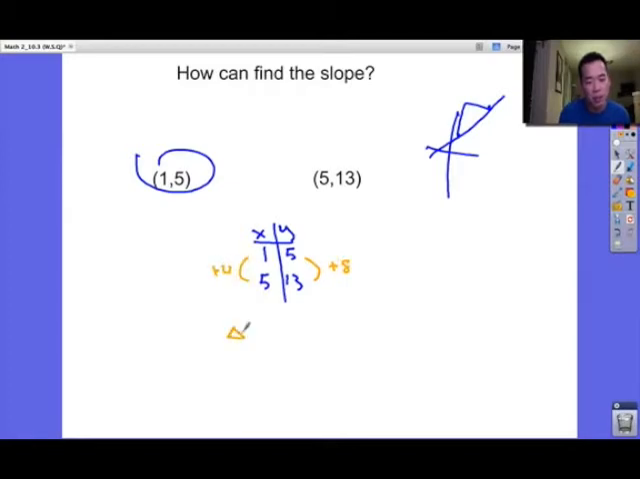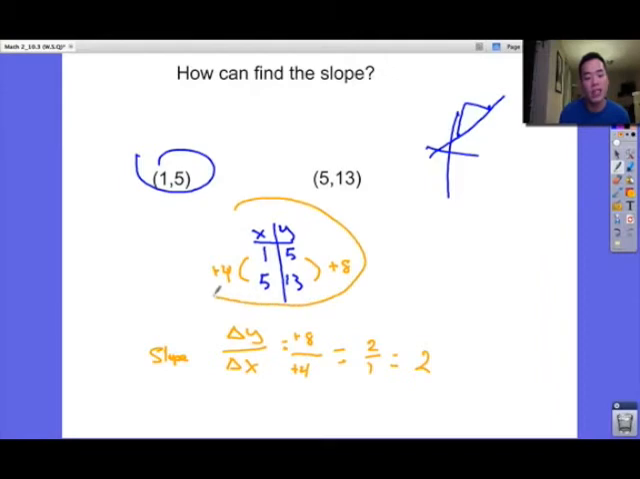And what was slope? Delta y over delta x. Change in y is positive 8. Change in x is positive 4. Please simplify all fractions. So 8 over 4 is the same thing as 2 over 1, which is just 2. And that's how you find slope given 2 points. Create a quick t-table like this, do the little mini brackets on the side and you'll be fine.